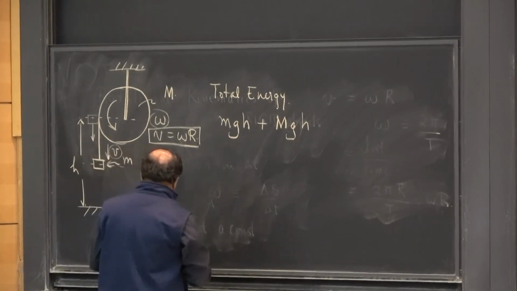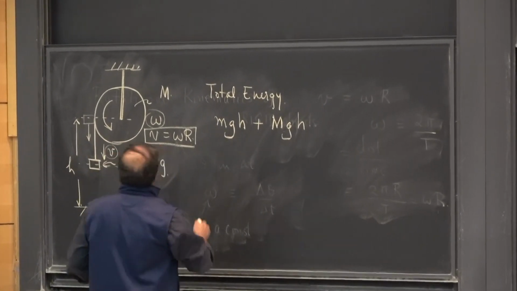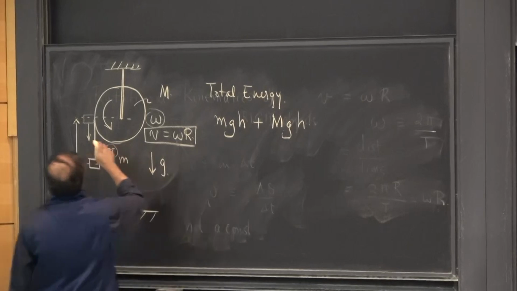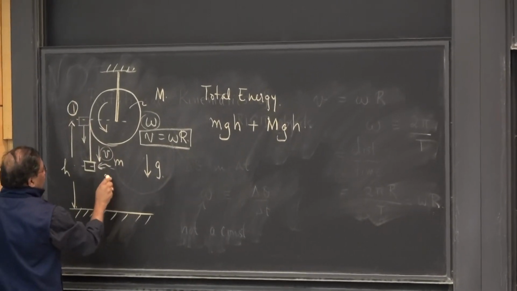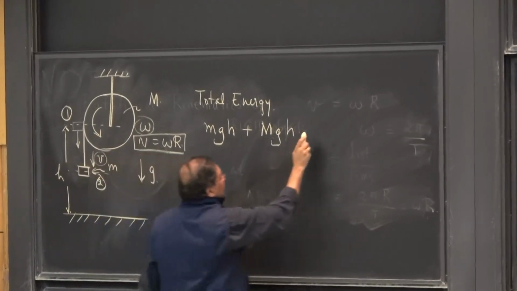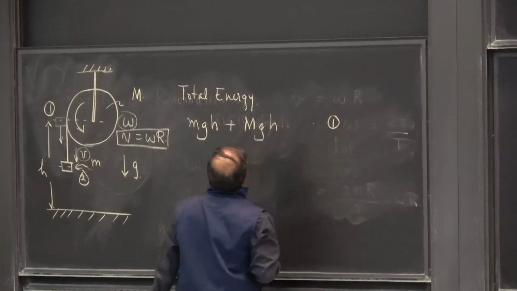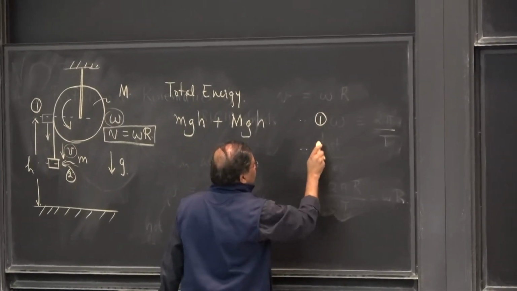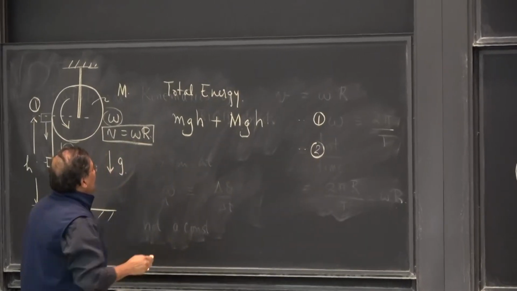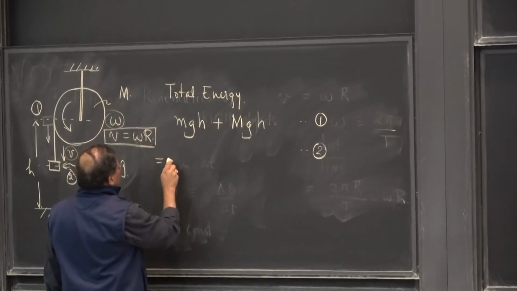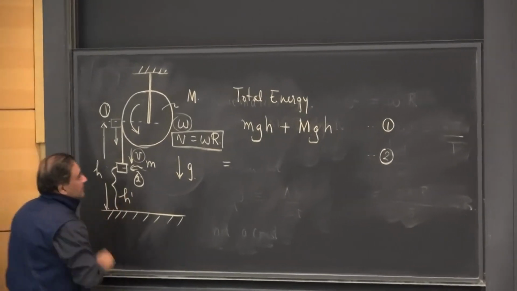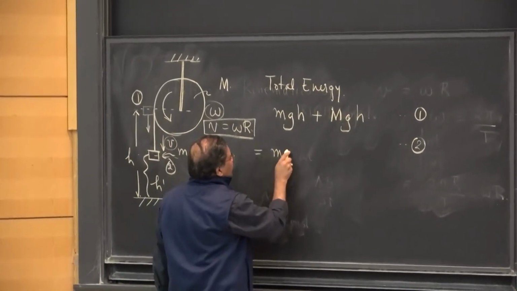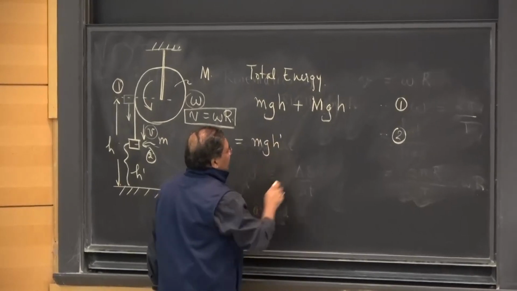So in this case v is r omega, so therefore the total energy, so this is total energy when this is here. Let's call it position 1 and let's call this position 2. The total energy, this is the total energy at 1. Same total energy at 2. Since total energy is the same, I can equate that to, let's call this height h prime, right? So now I have mg h prime, that's the potential energy of the mass.